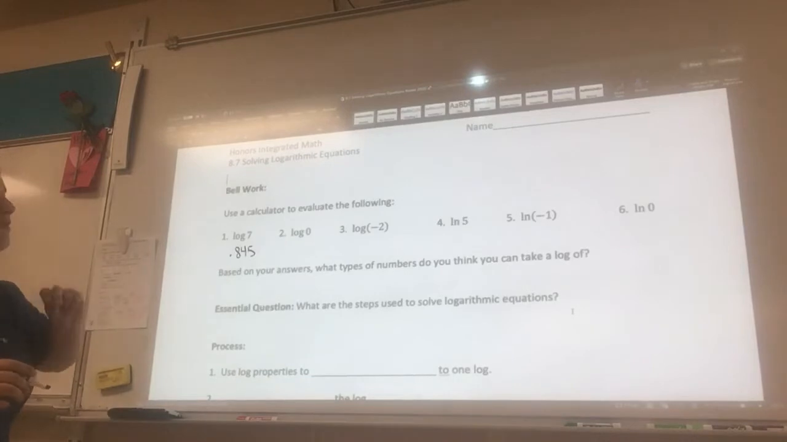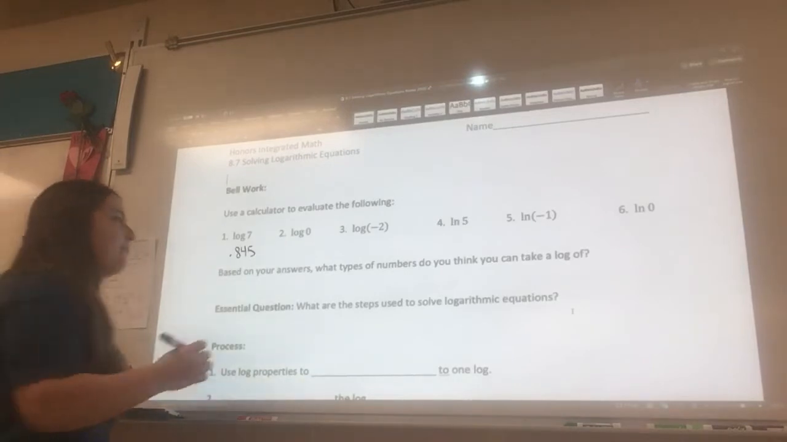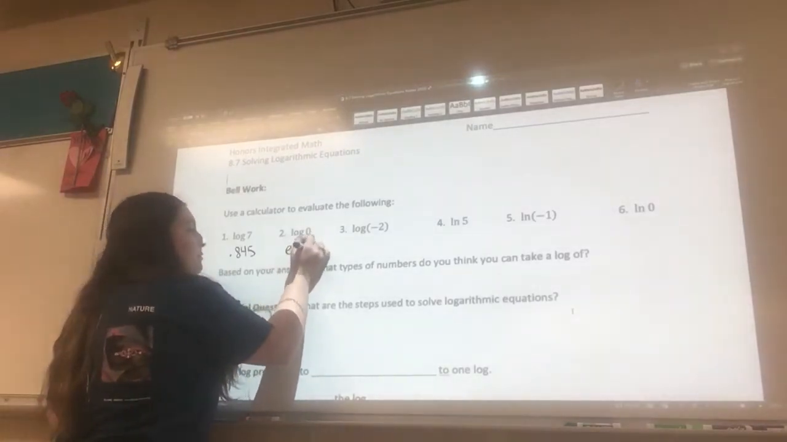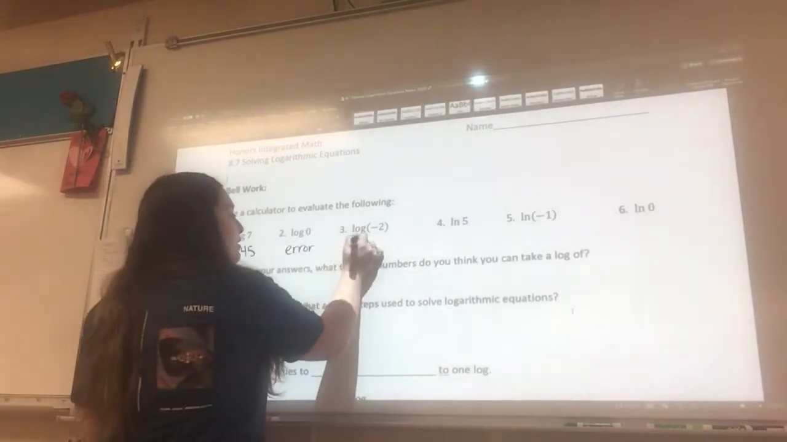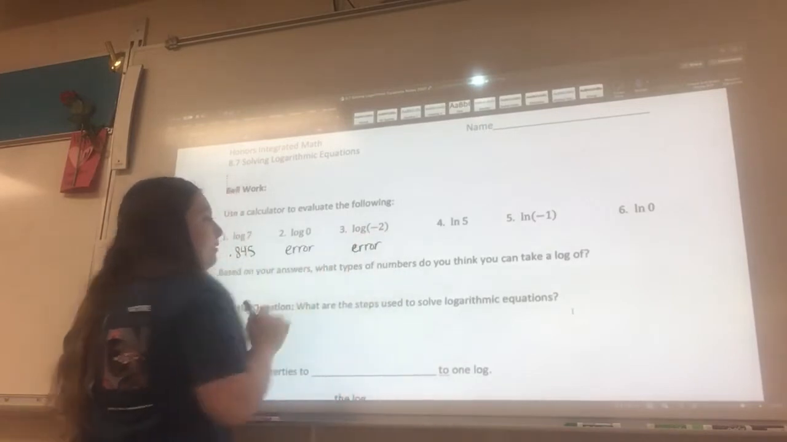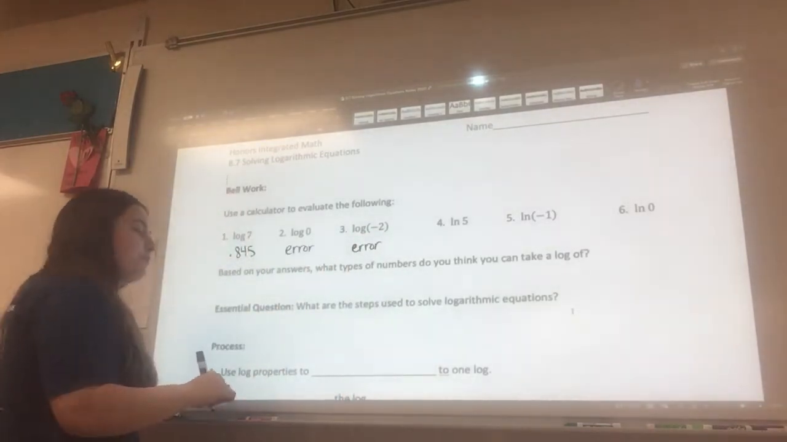When you plug in log of 0, something happened, right? It said error. And when you plugged in -2, it should also have said error. Might be something going on here.